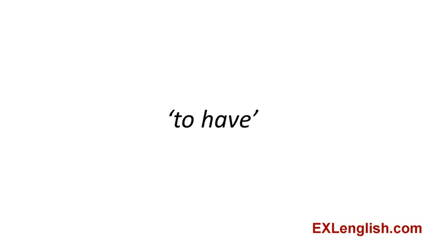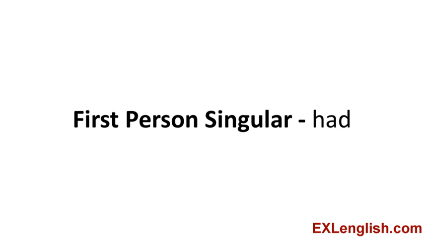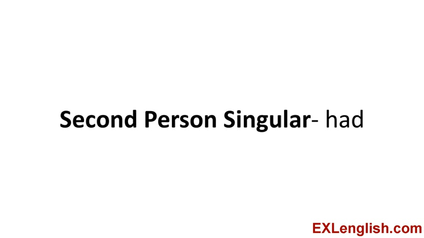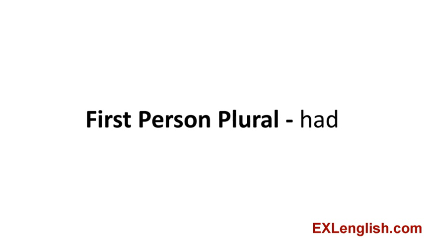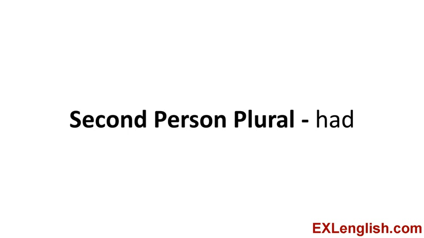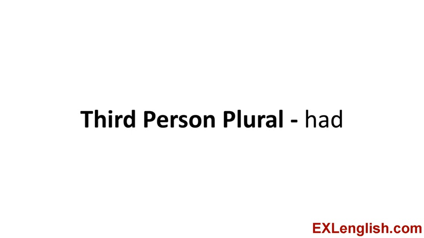Take a look at this. First person singular, had. Second person singular, had. Third person singular, had. First person plural, had. Second person plural, had. Third person plural, had. Notice that in all instances, we never change the auxiliary verb. It doesn't matter what point of view we use. It is always had. Even if you use I, you, he, she, it, we, or they.